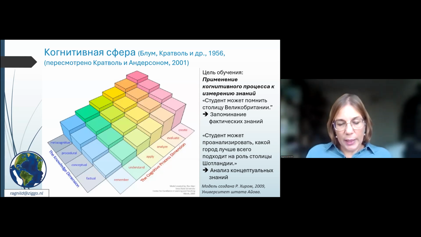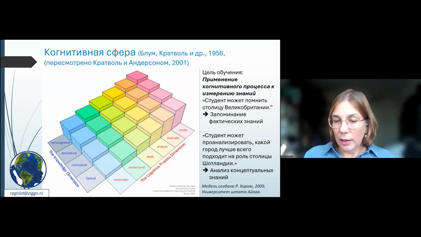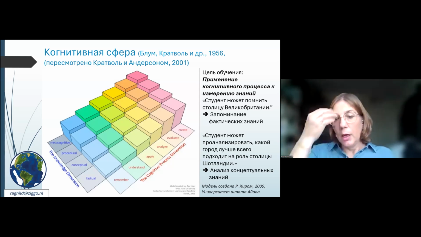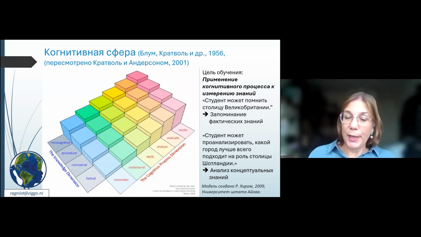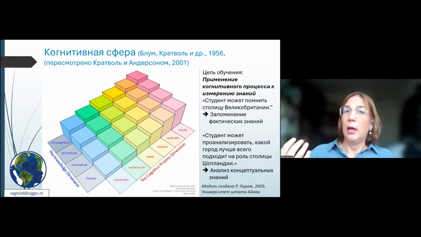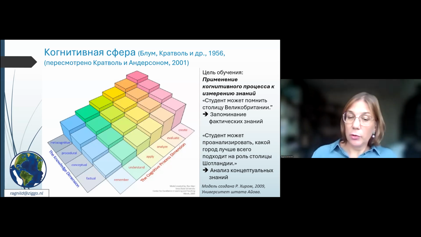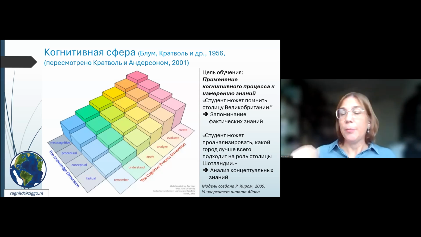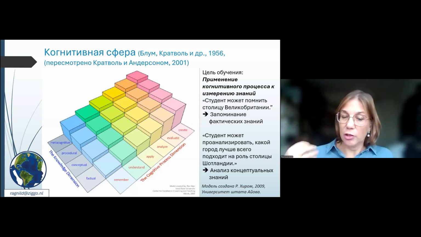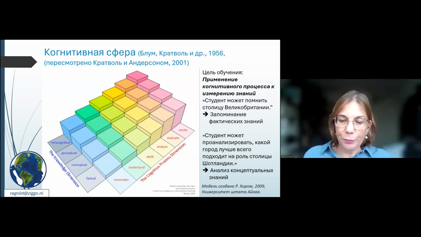And you can specify a learning goal by applying this cognitive process on the knowledge dimension. And I've pointed out two examples for this. For example, the learning goal can be remembering factual knowledge. That can be a learning goal for a student. And then you could say the student can remember the capital of the UK. That's factual knowledge. The capital of the UK is London. And remembering is the cognitive process that the student is doing.